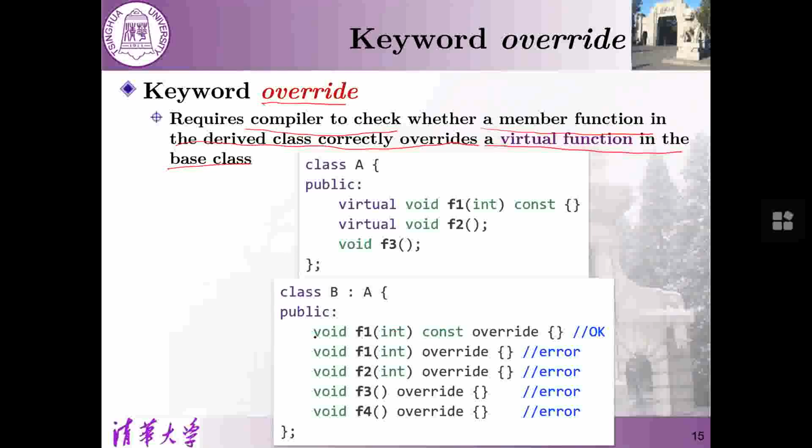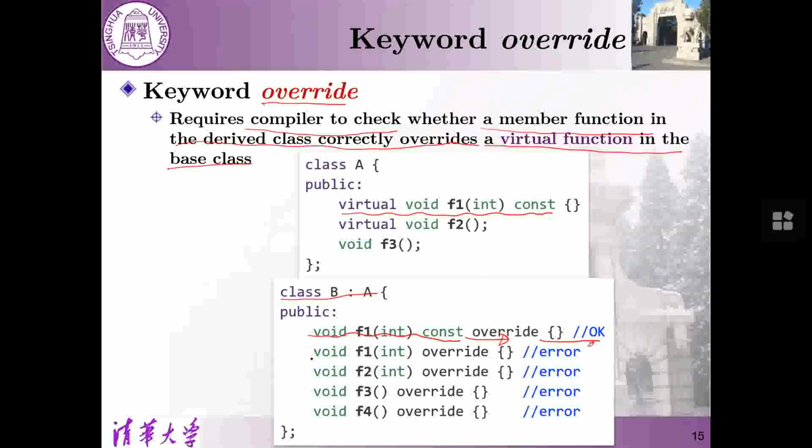For example, in this derived class, if we have the override here, the compiler will help us check whether this function correctly overrides one in the base class. We can see here, it correctly overrides this one, exactly the same version, right? So the compiler will pass this check.